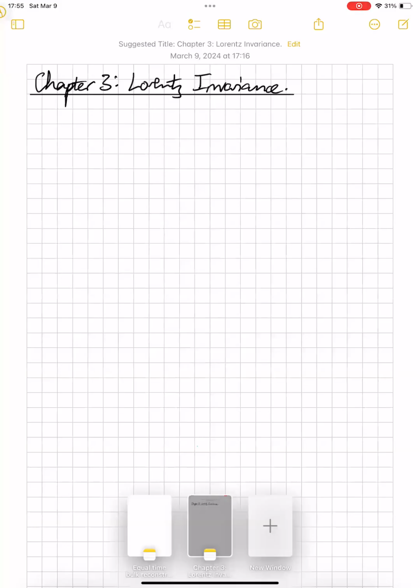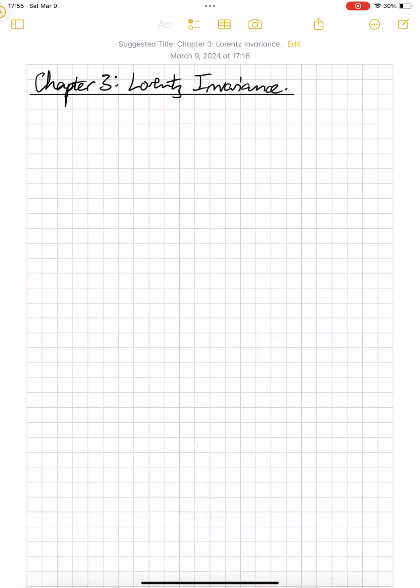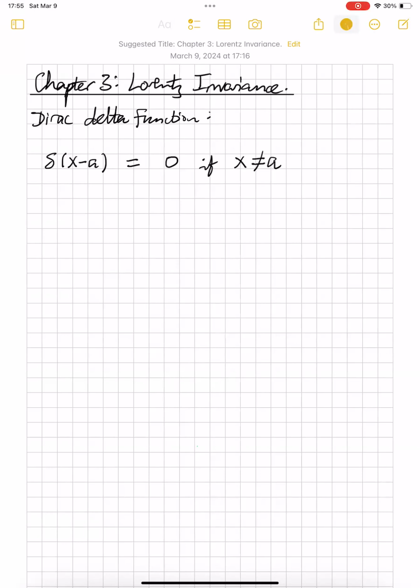Okay, so we are now going to discuss the Dirac delta function. Let me tell you how the Dirac delta function is defined. It's denoted by delta of x minus a, and this is equal to 0 if x is not equal to a. So it's 0 everywhere except for the single point where x is equal to a.